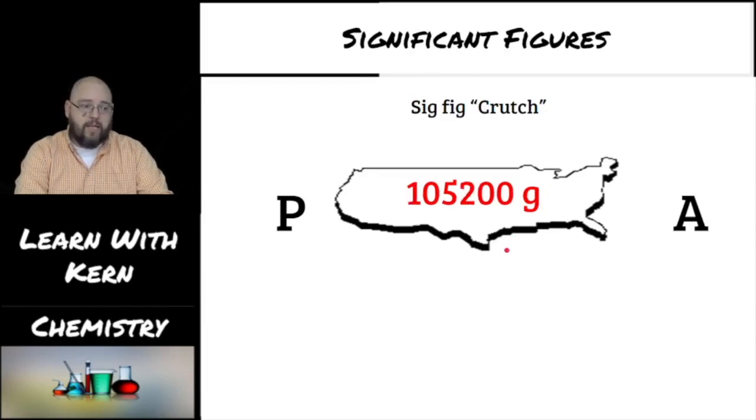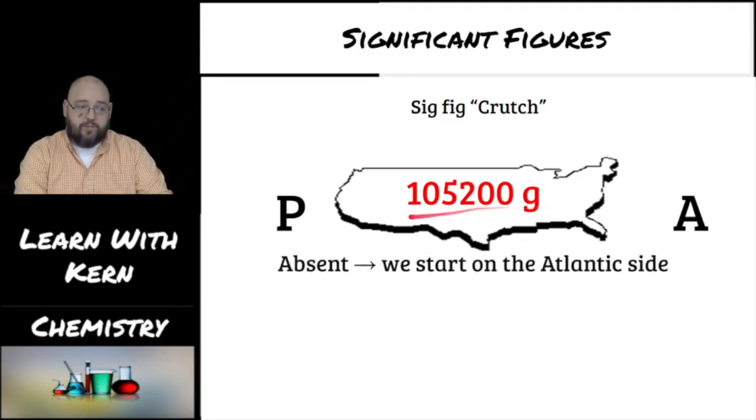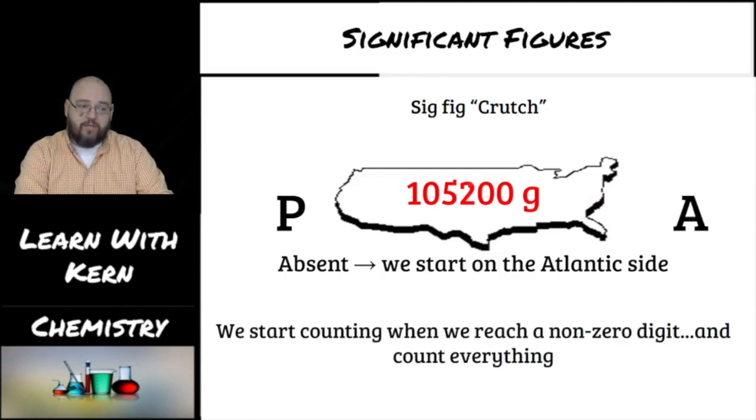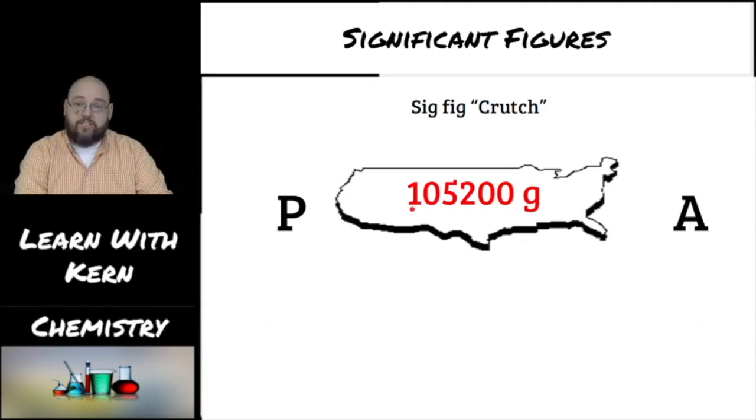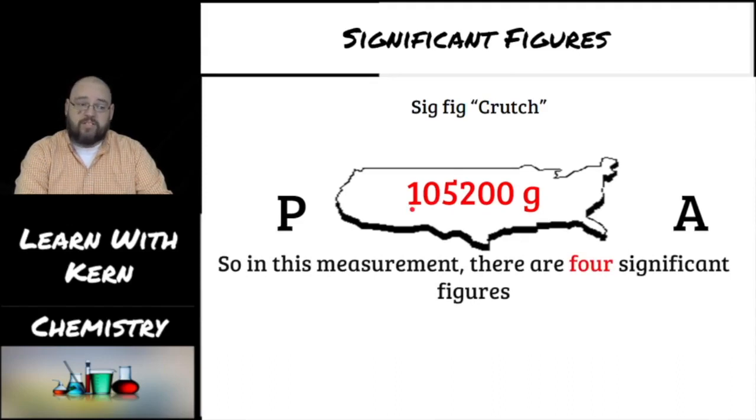Let's look at this number. Now I have 105,200 grams. Well, my decimal is absent. There's no decimal here. So the decimal is absent, so we're going to start on the Atlantic side over here. And I'm going to start counting when I get to something that is not 0. So I start here at the 2. So this is 1, 2, 3, 4. So this number also has 4 significant figures.